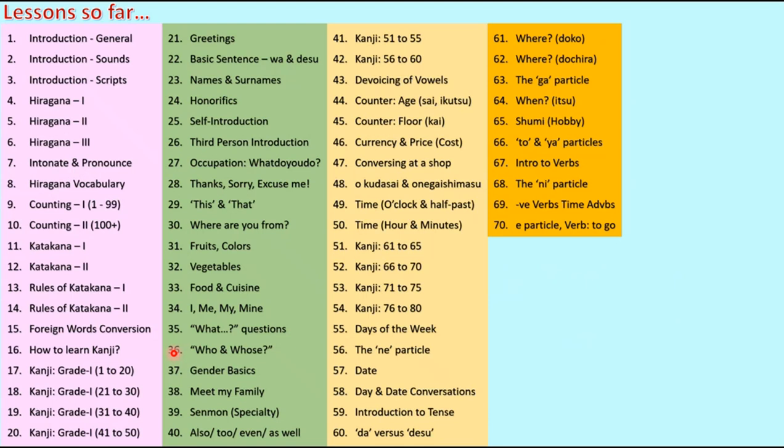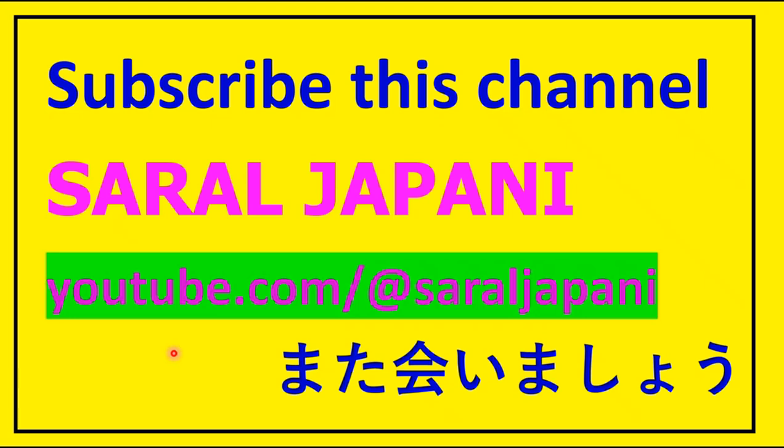So friends, this was all about the e particle and verbs indicating motion, that is iku or ikimasu, kuru or kimasu, modoru, modorimasu, and kaeru or kaerimasu. So we have seen how the e particle is used in front of these verbs to indicate the direction of the particular destination. We will learn more about verbs and some other particles in the subsequent lessons as well.